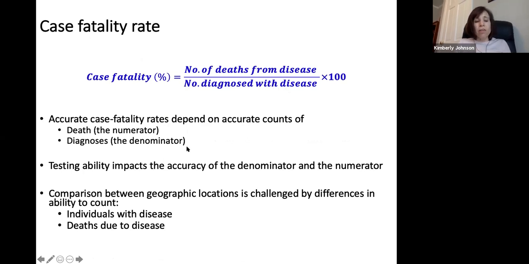I think this is really relevant right now because testing ability impacts the accuracy of both the denominator and the numerator for COVID-19. When we have a shortage of testing, that denominator can be artificially small and make the case fatality rate look artificially high. So that's something to think about when you're just looking at the number of deaths divided by the number diagnosed in a particular area. This makes it particularly difficult to compare between geographic locations because of differences in testing for COVID-19, which are related to differences in the ability to enumerate the number of individuals with disease and deaths due to the disease.